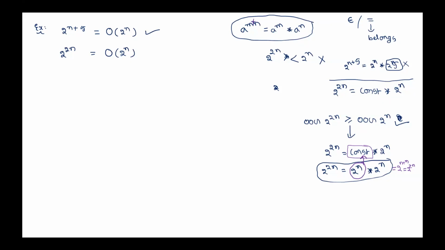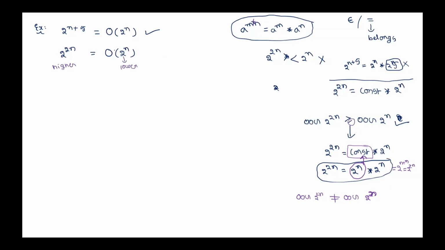That means they do not have the same order of growth. Order of growth of 2 power n is not equal to order of growth of 2 power 2n. Now clearly, this equality condition is gone. Now which is more? 2 power 2n is more. So here it has a higher order of growth, and here it is lower.